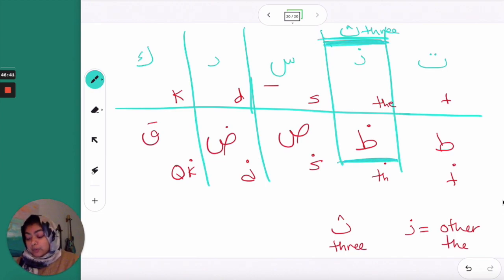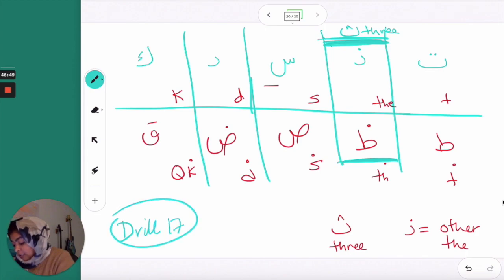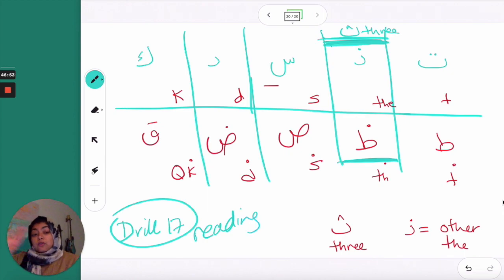So what you want to do is practice reciting or saying those letters. The other thing that you also want to do in this chapter, and I'll have a video of it, is drill 17. You want to now practice reading, and you've got full-blown sentences that you can now read and try to understand for comprehension. And I'll have a video posted on the reading for that. Okay?